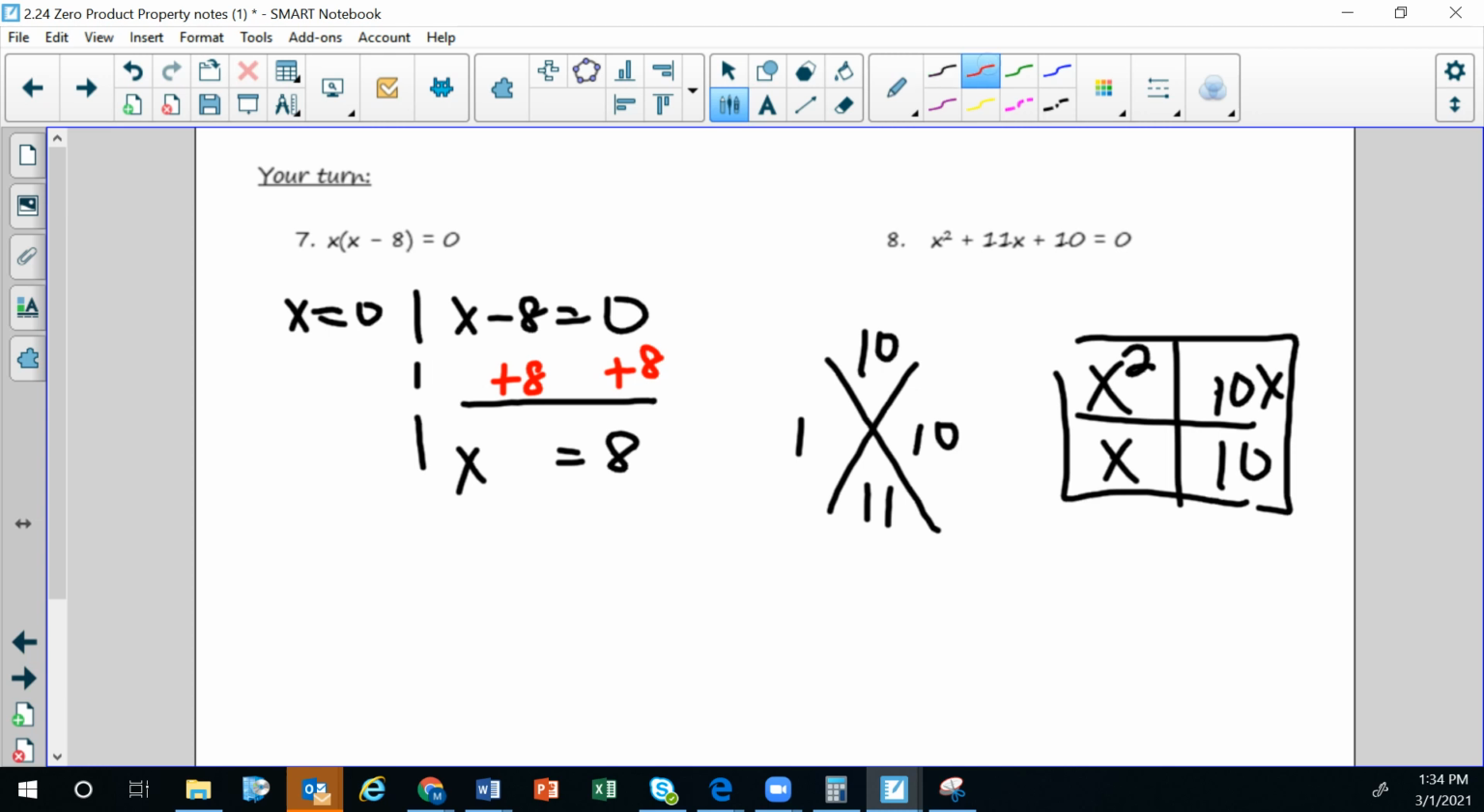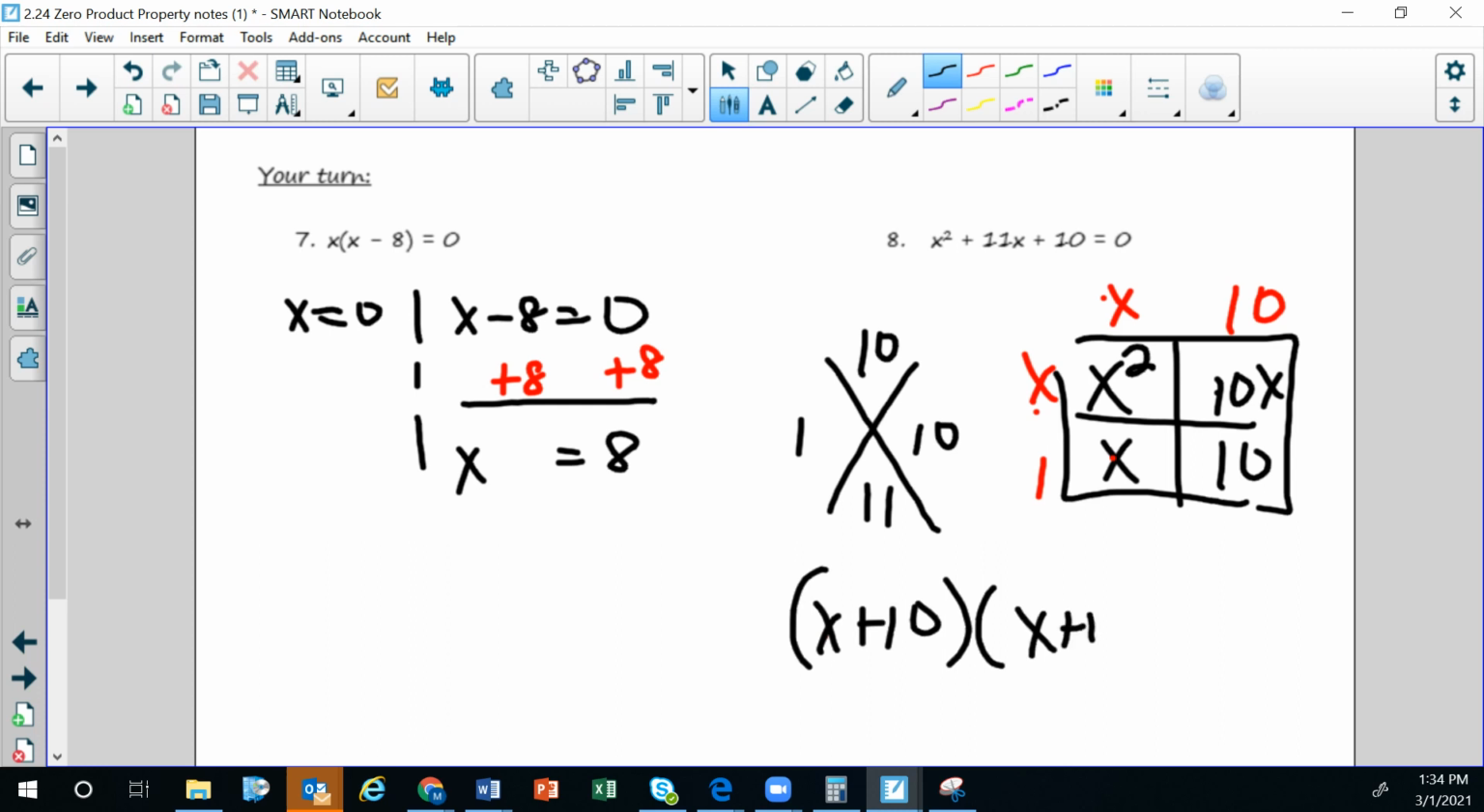And so this is going to be x, this is going to be x. What times x gives me 10x? That's just 10. What times x gives me x? That's just 1. So my factors are x plus 10 and x plus 1, and those are equal to 0.